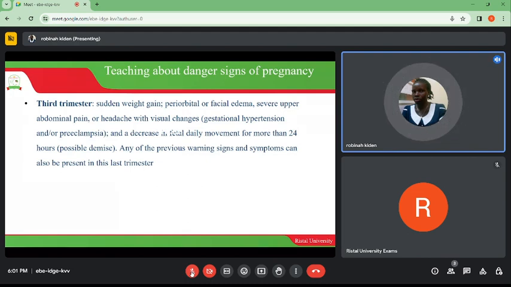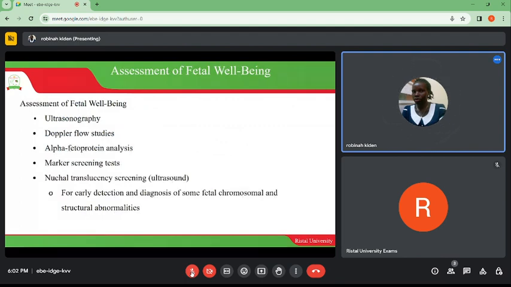Now, any of the previous warning signs and symptoms can also be present in the last trimester. So the previous ones that we have discussed, that we said can be in the first or the second trimester, can also still be present in the third trimester. And once observed, help should be sought as soon as possible. So let us look at assessment of fetal well-being.